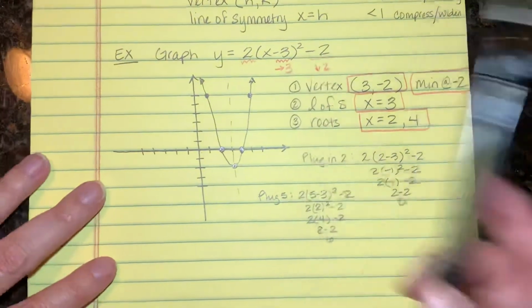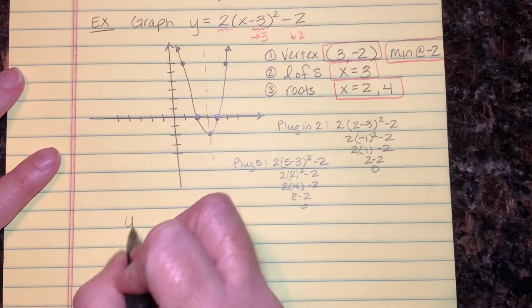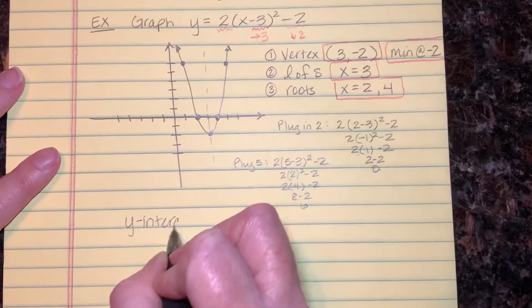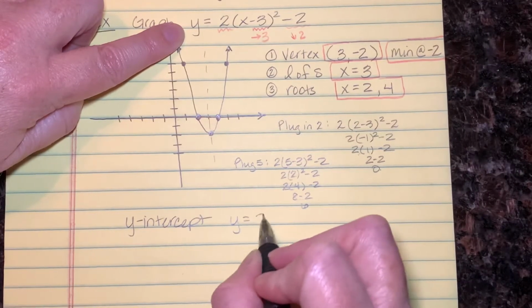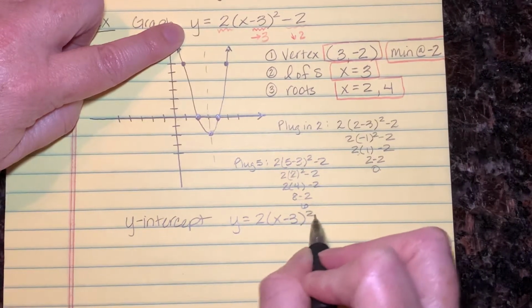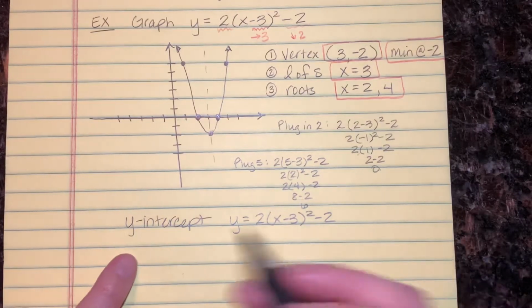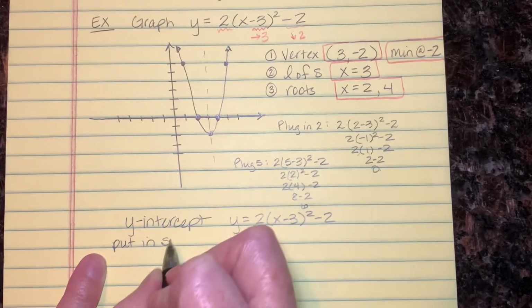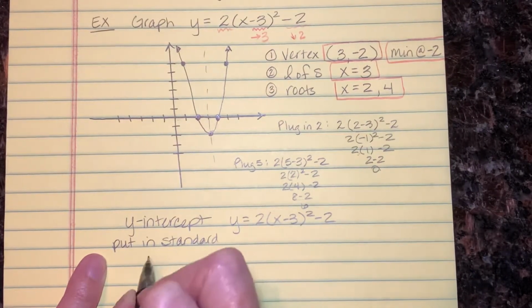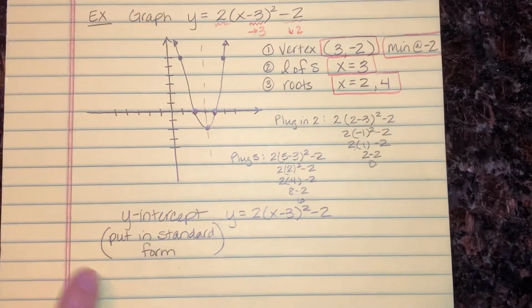So real quick, y-intercept stuck out to me. So let's go ahead and do the y-intercept real quick for this problem. To find the y-intercept, you need to basically multiply the equation out. So if your equation is y equals 2 times (x minus 3) squared minus 2, I need to multiply this out so it's in standard form. So to find the y-intercept, put it in standard form. That's what we want to do. So we're going to multiply.